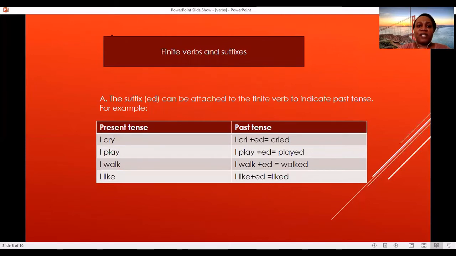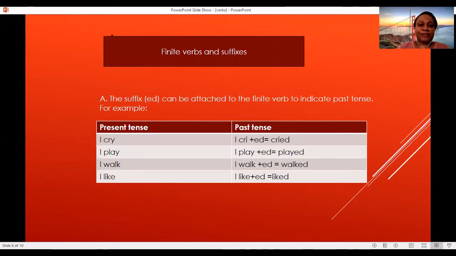Right, let's look now closely at finite verbs and suffixes. Remember from our previous lesson, a suffix is attached to the root or the stem of the word after the main word, not before. What comes before is a prefix. What comes after the word is our suffix. In present tense, we will have a sentence, I cry. Cry being our finite verb. Then when we attach our suffix ed to the word cry, the word will be cried. Then in past tense, we now have I cried. So note the suffix ed will now be attached to the finite verb to indicate the past tense.